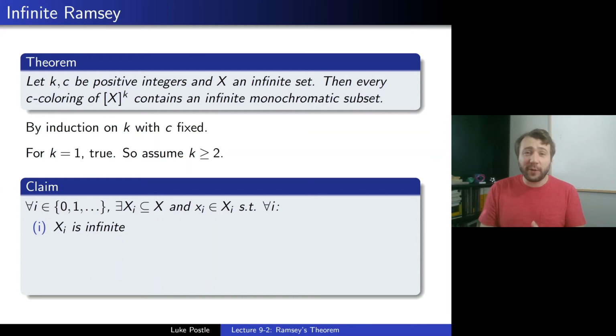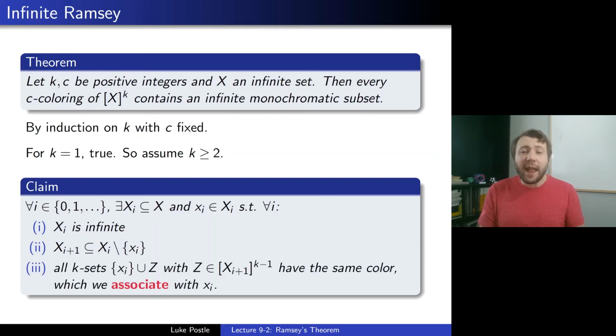1, instead of worrying about the size, we'll just require that the Xi's are infinite. 2, again, that Xi+1 is a subset of big Xi minus little xi, that you're always contained, kind of telescoping, removing the little xi's. And 3, that all the k-sets xi union Z, where Z is in Xi+1 to the k-1. So if you take a k-1 subset of the next set, and add xi to it, they have the same color, which we'll call the color associated with xi.